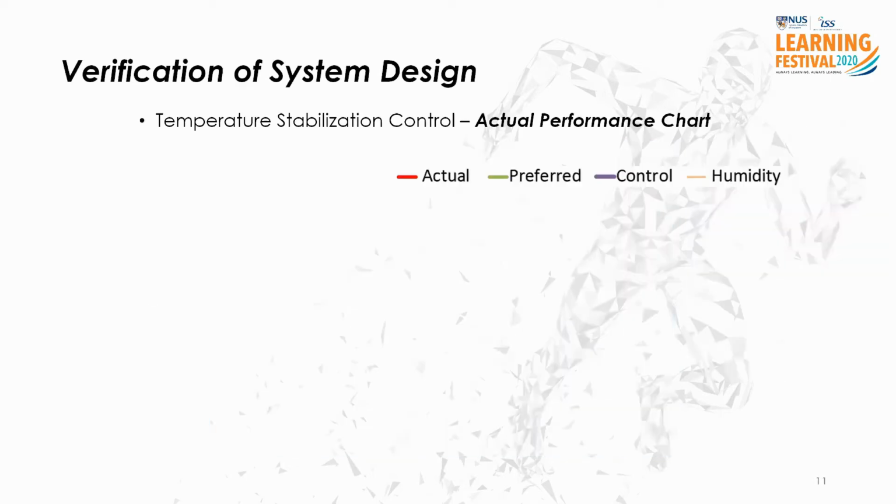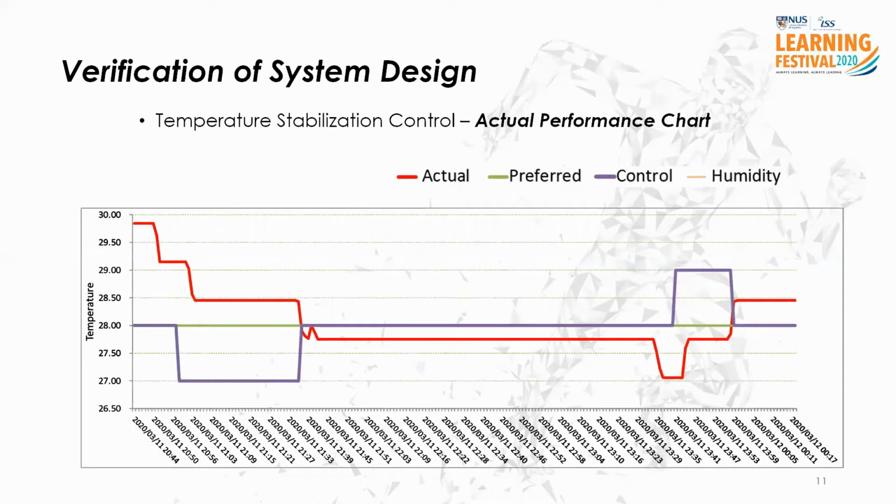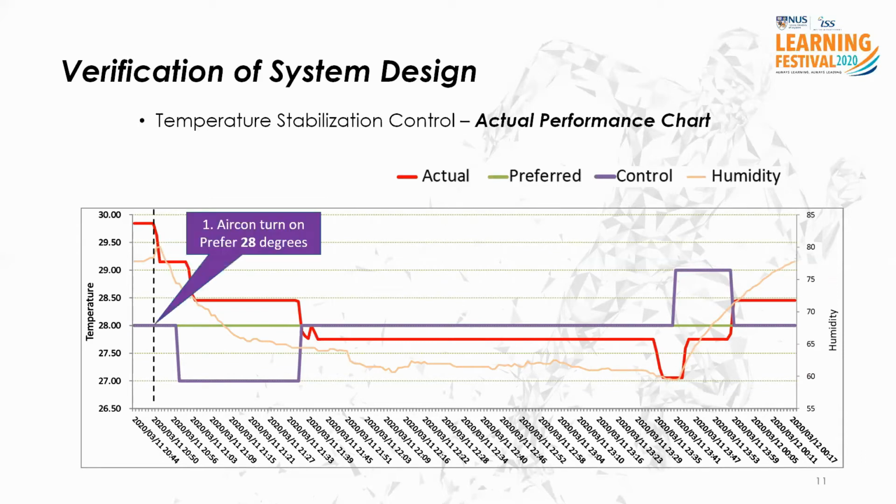We keep tuning the temperature stabilization control logic, and this is the actual performance. In this chart, the actual temperature is the red line. The preferred temperature is 28 degrees Celsius with the green line, and the control temperature is the purple line, with humidity trend in brown. The aircon was turned on at 8:50 p.m. and at that time, the actual temperature was about 29.9 degrees.